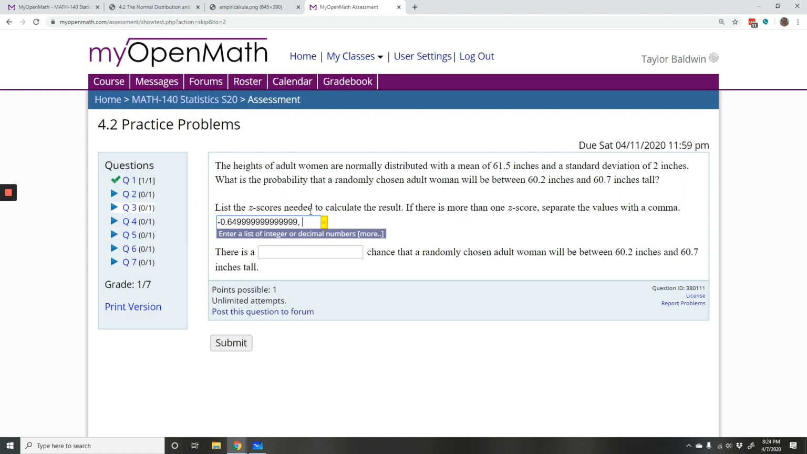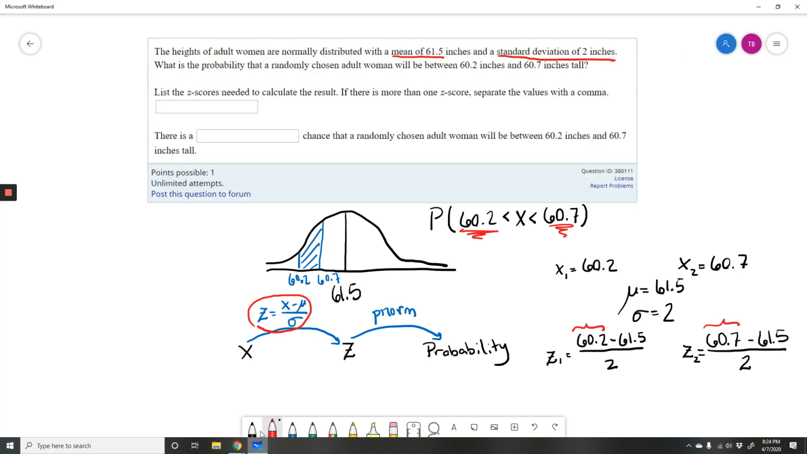Okay. Now the order here doesn't matter. So if I had put the negative 0.399 first, that would have been fine, just as long as they're separated with a comma. Okay. All right. So now that I have those two z-scores, I'm ready to start working on that probability, right? So now that I have the z-scores, I can use the p-norm.